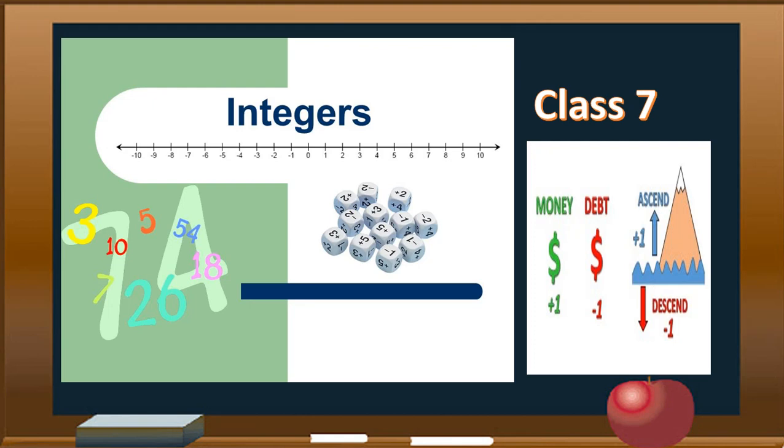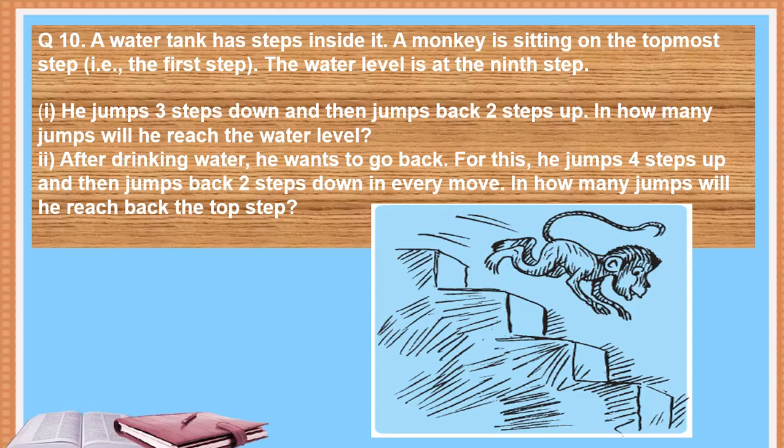Hello student, in today's session we are going to solve one problem of exercise 1.1, Integers, chapter number 1 for class 7. So let's start with question number 10. The question says a water tank has steps inside it. A monkey is sitting on the topmost step, that is the first step.